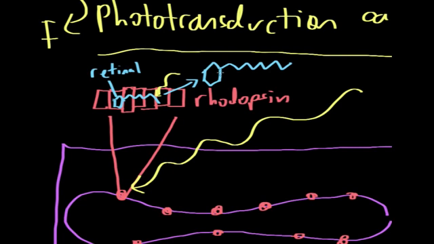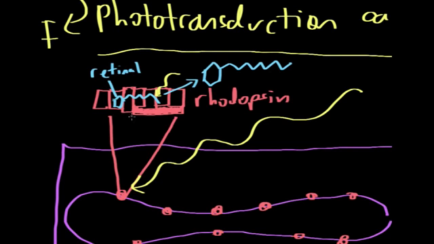So when the retinal changes shape, it actually causes the rhodopsin molecule to also change shape. So the two are really closely linked. So when the retinal changes shape, the rhodopsin changes shape. So let's go ahead and pretend that it looks like this. This region that I'm shading in right here is what the new rhodopsin looks like after the retinal has changed shape after the light hit it. So rhodopsin now changes shape, and that basically begins this big cascade of events.